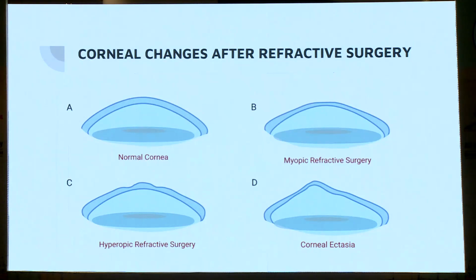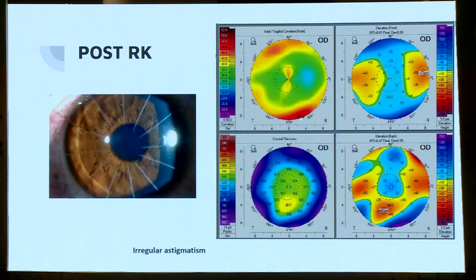There are some corneal changes that take place after refractive surgery. Picture A is showing your normal cornea. In picture B, you can see after a myopic correction there's a central flattening. And in a hyperopic patient, there's basically central steepening and a peripheral flattening. Picture D is showing a patient with post-refractive surgery corneal ectasia, which has an irregular astigmatism because of that.